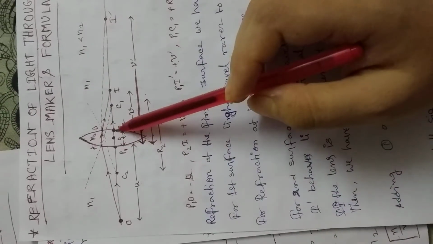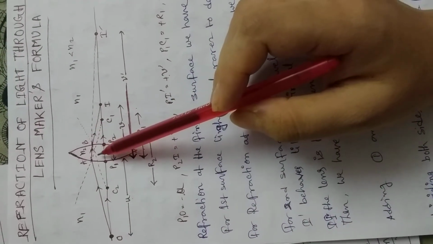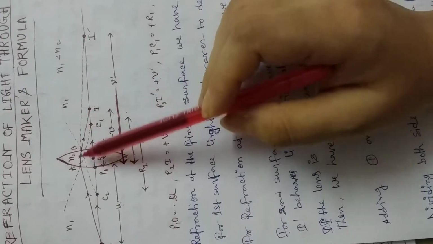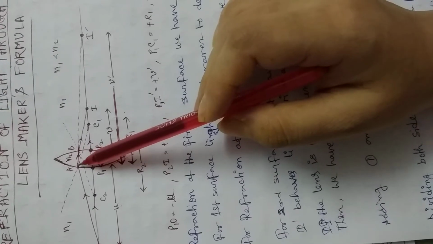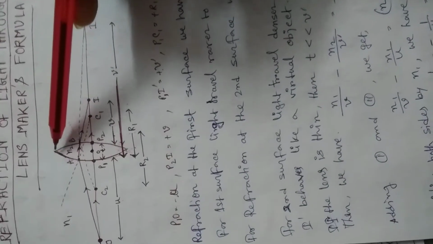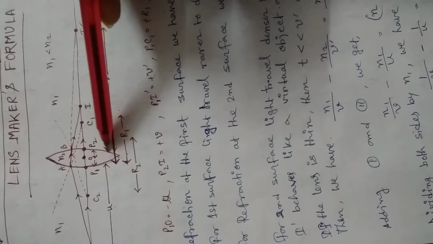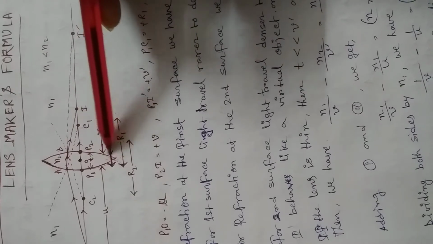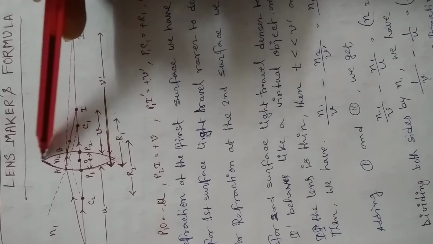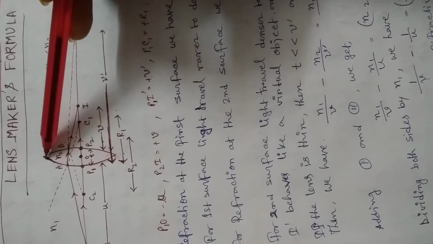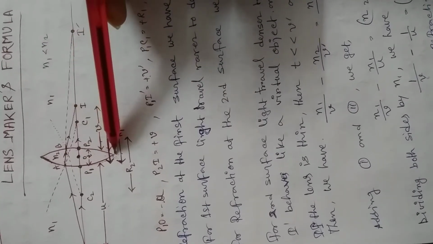And for the second surface, light travels from denser to rarer medium, right? Because this one indicates the boundary of denser to rarer medium, and this is the rarer to denser boundary. So for the second surface, light travels from denser to rarer medium.